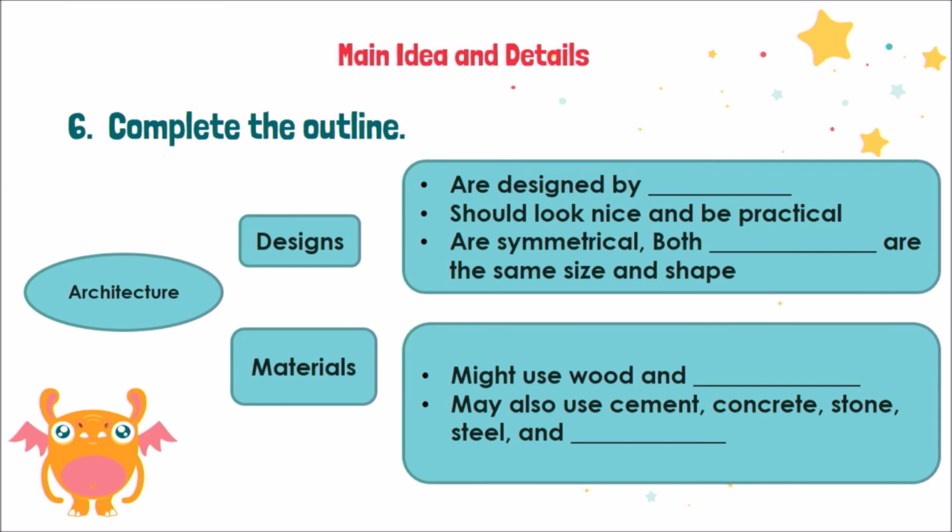Now, question number 6, let us complete the outline. Under architecture, we have two categories, designs and materials. But first, let us answer the category about designs. Designs are designed by architects. Designs should look nice and be practical. Designs are symmetrical, both exactly the same size and shape. Now, let us proceed under materials. Materials might use wood and bricks. Materials may also use cement, concrete, stone, steel, and glass.